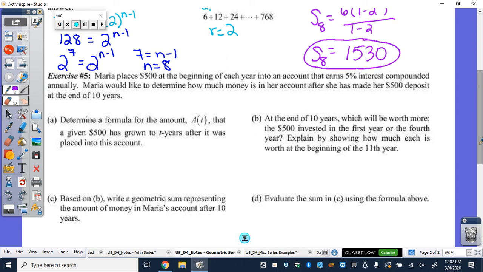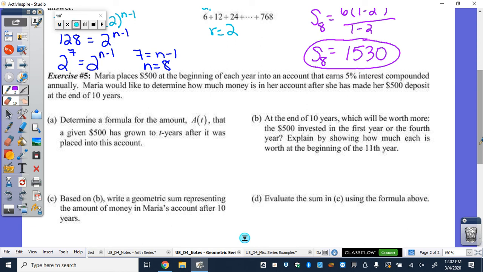All right, let's take a look at the next one. Maria places $500 at the beginning of each year into an account that earns 5% interest compounded annually. So at the beginning of year 1, she puts in $500, and that earns 5% interest every year. Then at the beginning of year 2, she puts in another $500. At the beginning of year 3, she puts in another $500.